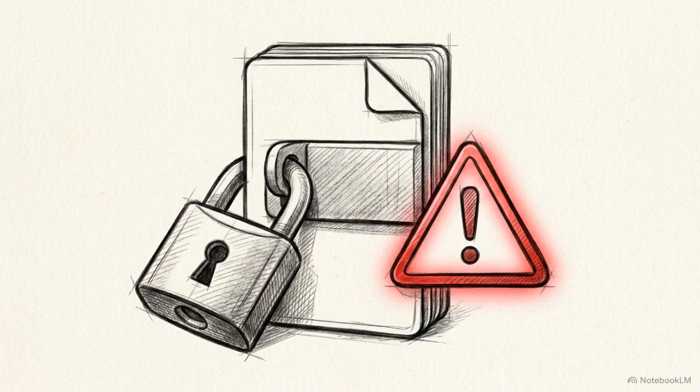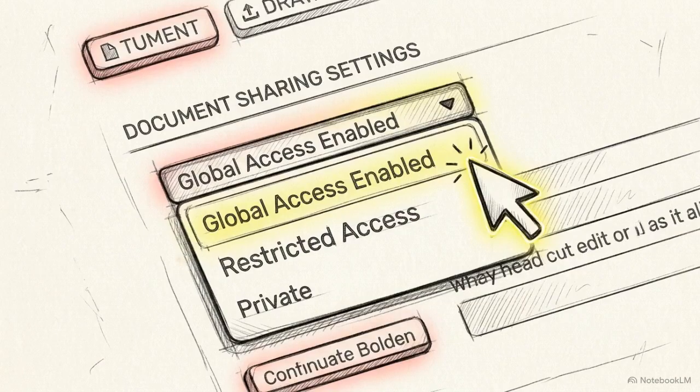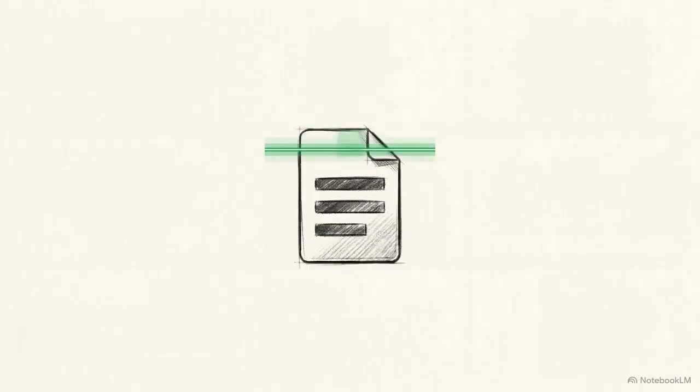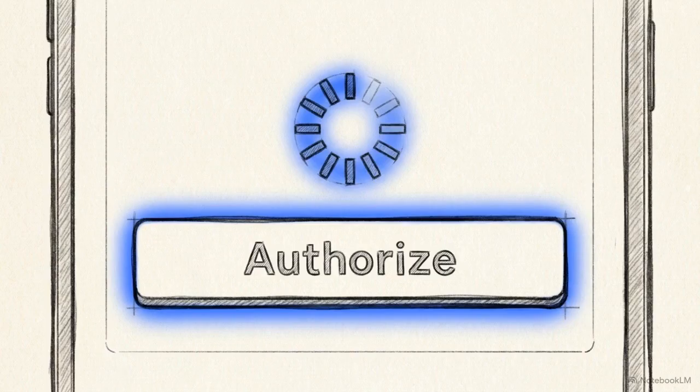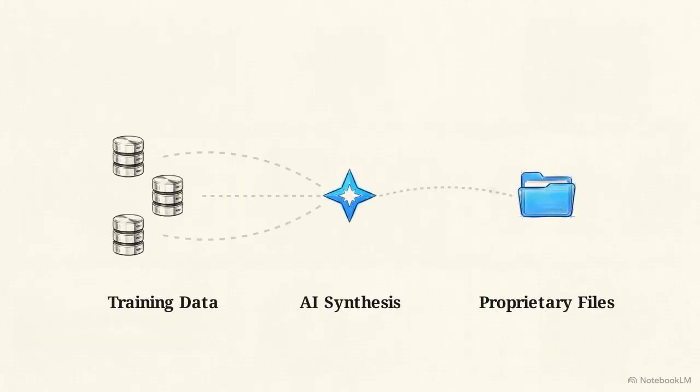Most sync failures happen because the external file's native sharing permissions are too restrictive for Claude to bypass. To fix this, go to your host document's sharing settings and set it to anyone with the link can view. This gives Claude the necessary clearance to read the document. Once permissions are set, click Authorize and wait for the sync loading screen to finish. Linking these connectors allows Claude to analyze your proprietary files alongside its general training data whenever a sync is triggered.